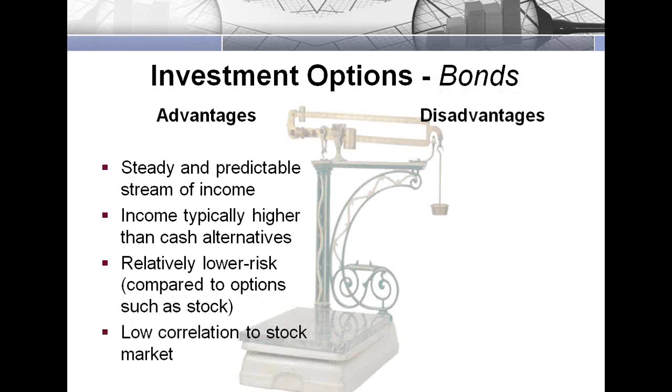Bonds may also help you diversify your investment holdings. Bond values tend to move in opposite direction of the stock market, i.e., they have a negative or low correlation. By holding both bonds and stocks in a portfolio, you might be able to help offset losses in one asset category with gains in another asset category.